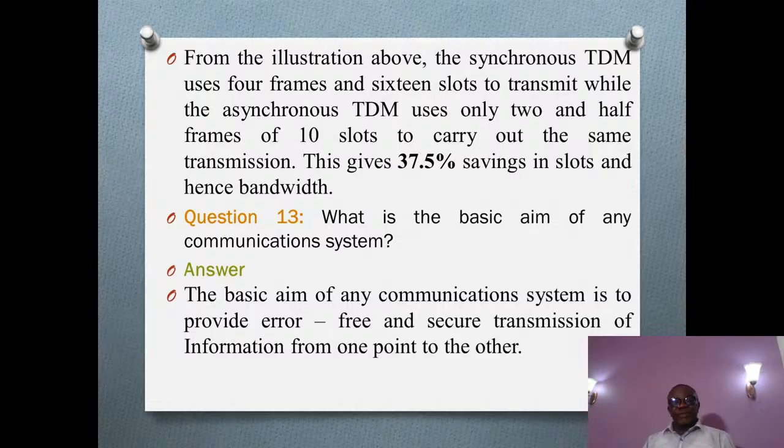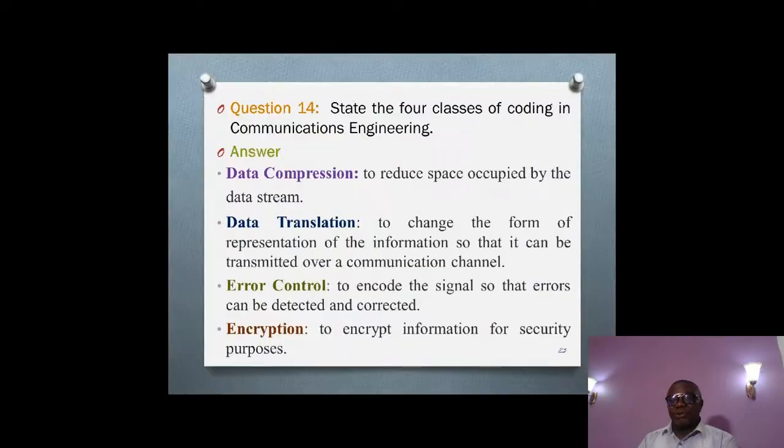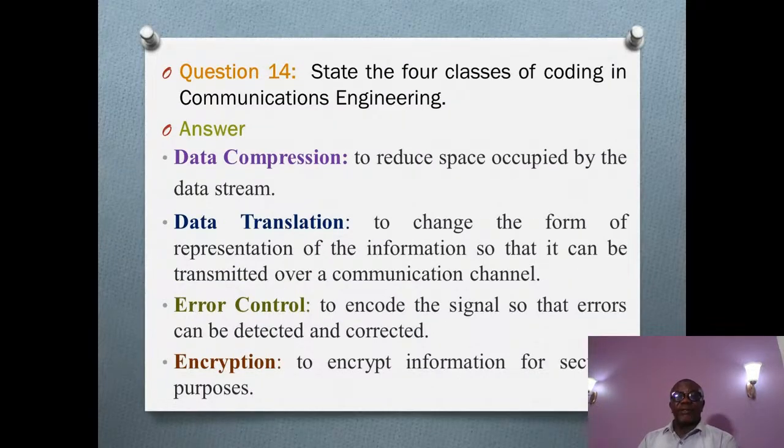So, question 13, what is the basic aim of any communications system? Of course, the basic aim of any communication system is to provide error-free and secure transmission of information from one point to another. Now, state 4 classes of coding in communication engineering.